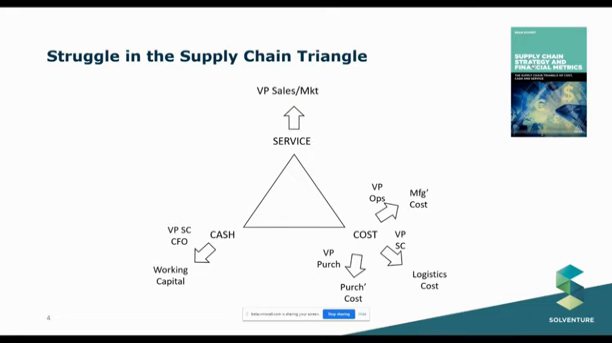And the triangle captures the tension or the debate I see in many companies, where if you are the VP of marketing and sales in your company and you wake up in the morning, what's your first thought? If you are in marketing or sales, it's probably top line, market share, and as a result, salespeople are often pulling the top side of that triangle, the service side.